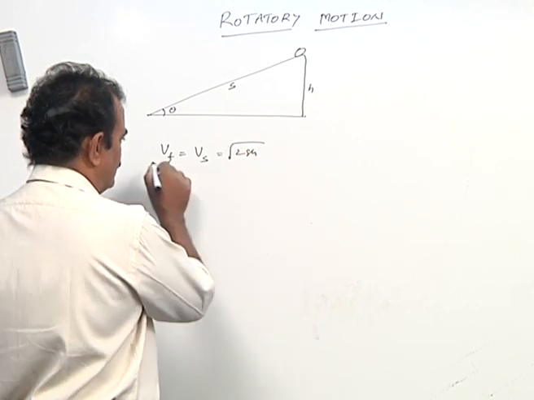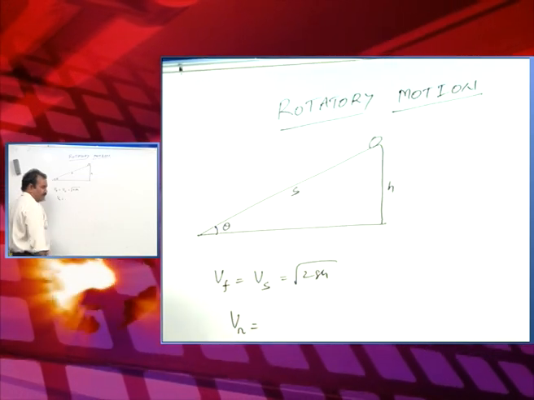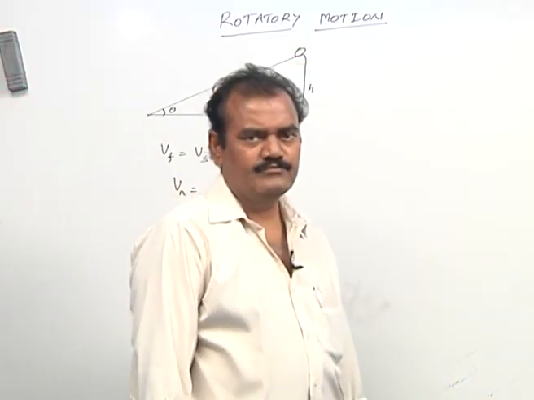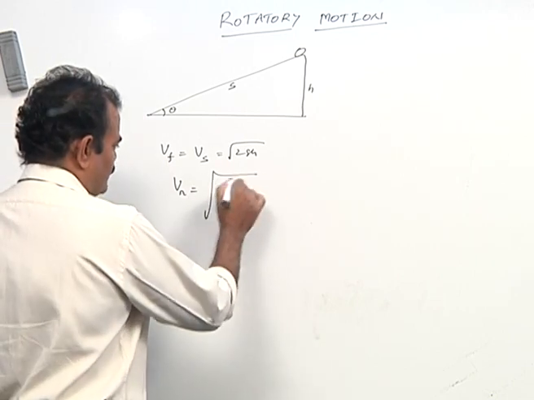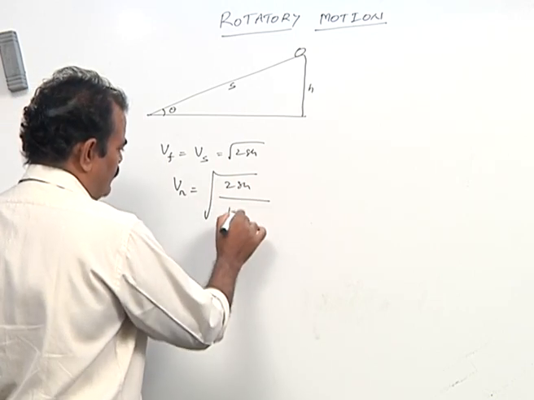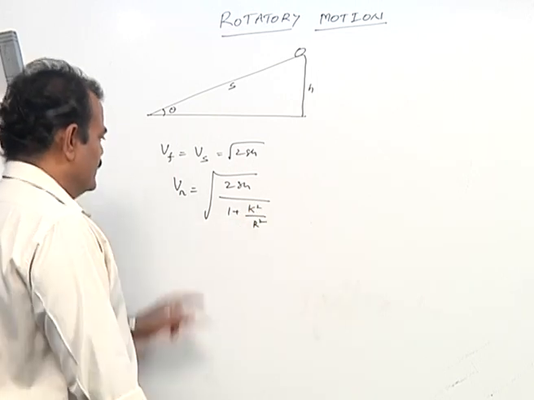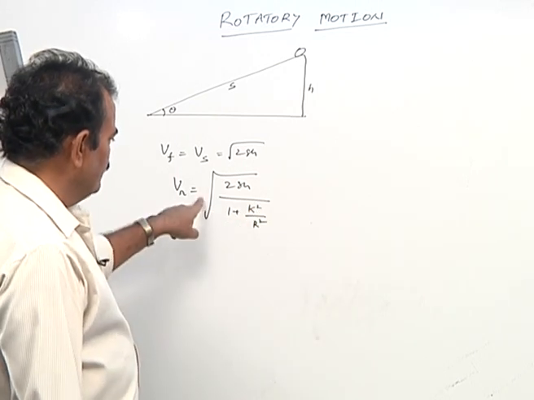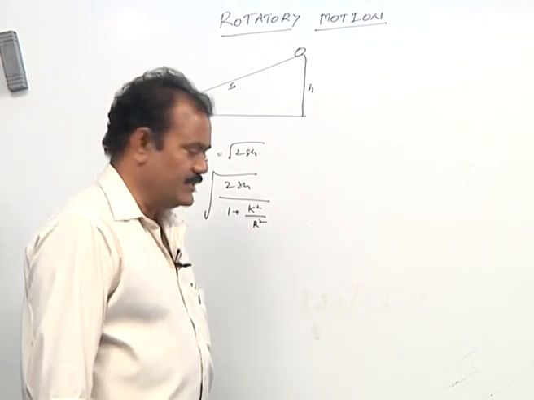So this we derived in the last class, and thereafter, when coming to the rolling body, by application of conservation of energy we got this formula: the square root of 2gh by 1 plus k square by r square. This is the velocity of the rolling body. Vr is equal to the square root of 2gh by 1 plus k square by r square. So it is already over.